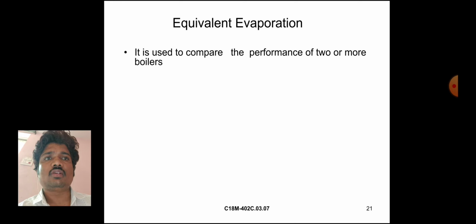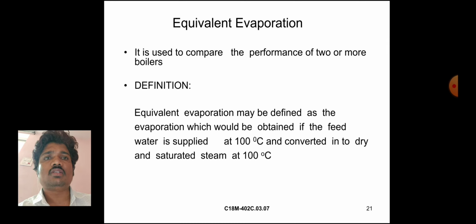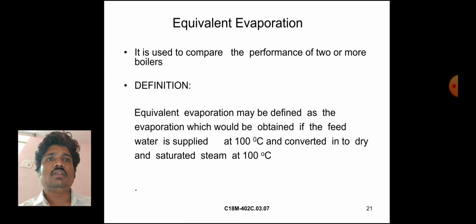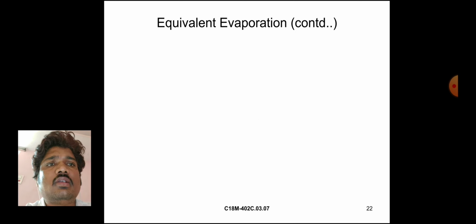Equivalent evaporation is used to compare the performance of two or more boilers. Equivalent evaporation may be defined as the evaporation which would be obtained if the feed water is supplied at 100 degree centigrade and converted into dry and saturated steam at 100 degree centigrade.